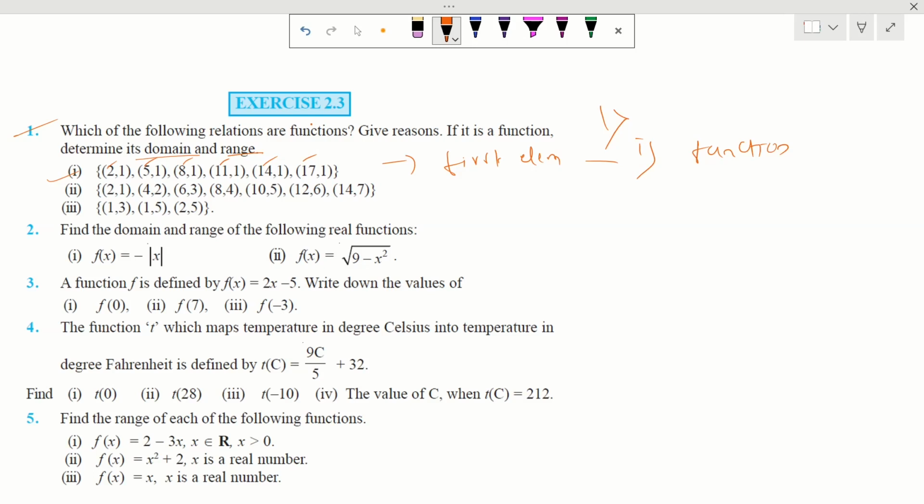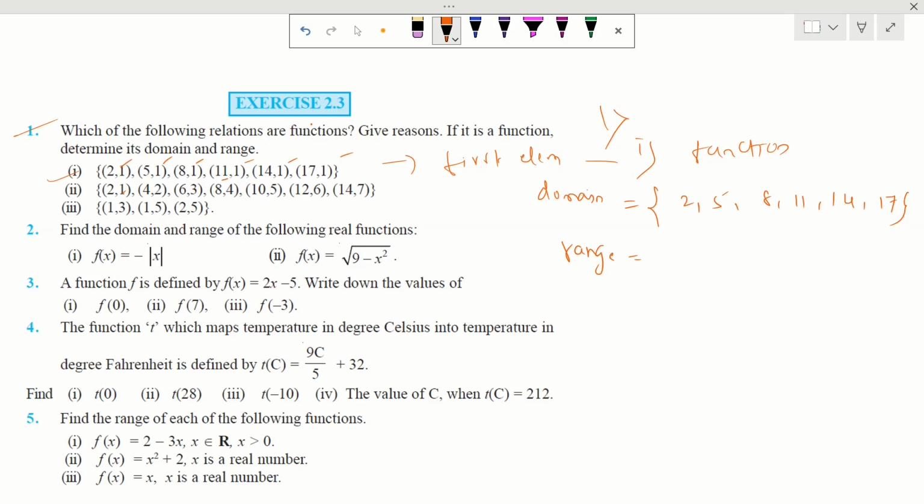If it is a function, we have to write the domain. What is the domain here? Domain is the first elements. All the first elements will be written in the domain. So here 2, 5, 8, 11, 14 and 17 are the domain. And the range is what? Range is the second elements. All the second elements are the range.